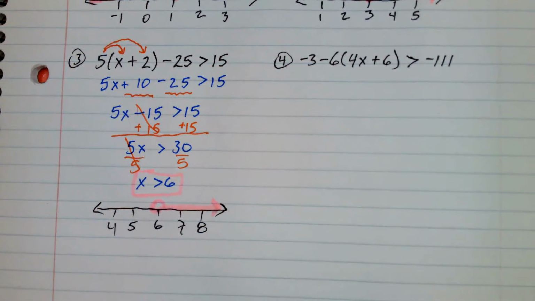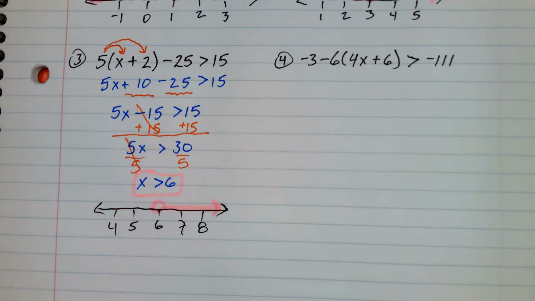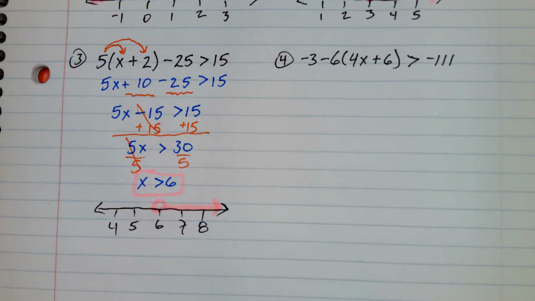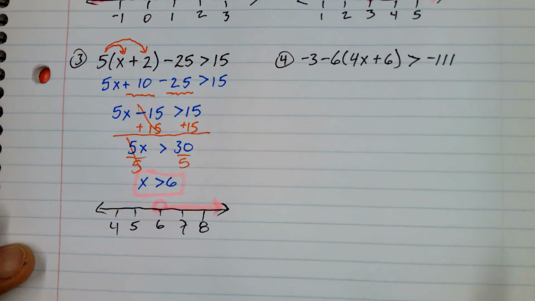It's a little tougher, but it's the same ideas, guys. The steps are generally the same. You distribute, you combine. You just have to be aware that if you divide or multiply by a negative, you flip the inequality symbol. Okay? So let's distribute.